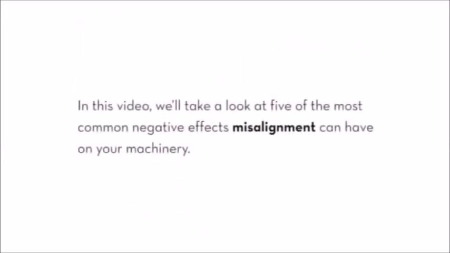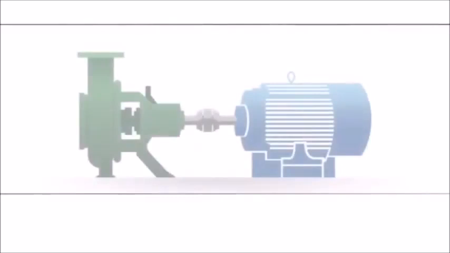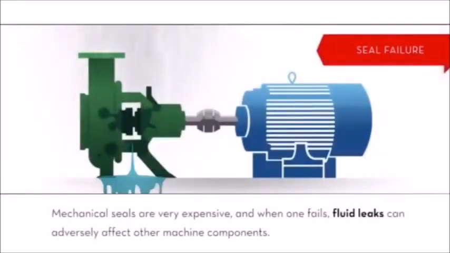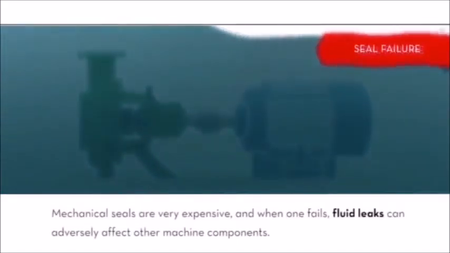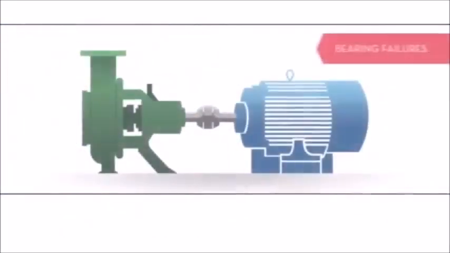In this video, we'll take a look at 5 of the most common negative effects misalignment can have on your machinery. Number 1. Seal failure. Mechanical seals are very expensive, and when one fails, fluid leaks can adversely affect other machine components. Number 2. Bearing failures.